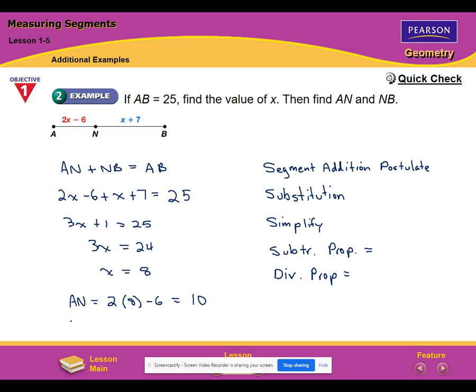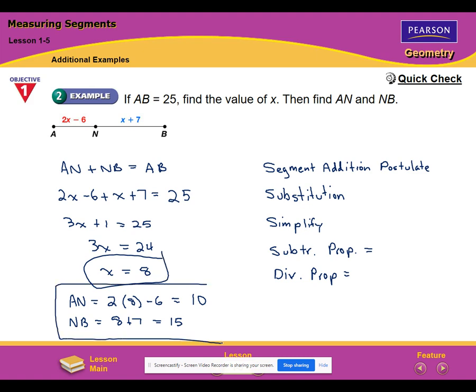The length NB is x plus 7. Our x was 8, right? So that's really 8 plus 7, which is 15. And then just as a final check, you want to make sure that those do in fact add up to what we know that segment length is, and it is 25. Okay, so now I know that my answer is right. So you really have 3 parts to this answer. X equals 8, and then AN's length and NB's length.